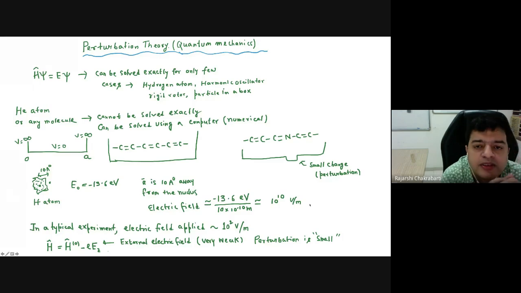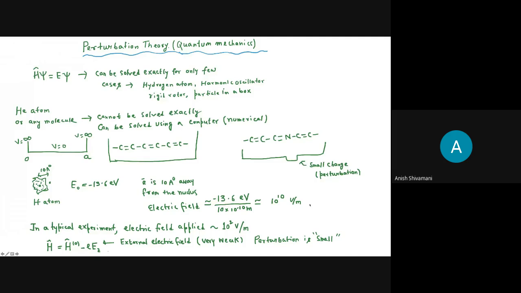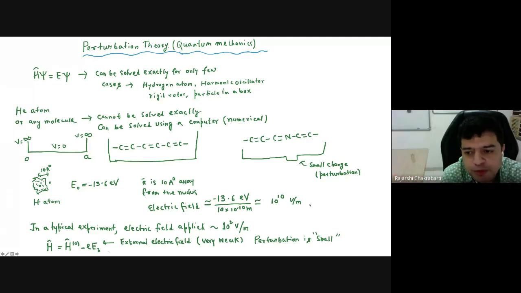Why do I need this? Problems that are not exactly solvable. Because most of the problems are not exactly solvable. You need to do it on a computer, or need to have some approximate method. So one method is perturbation theory. H psi equal to E psi is not solvable for many systems, like the helium atom, for example. Even if you take a particular box with a small perturbation like this, it is difficult.